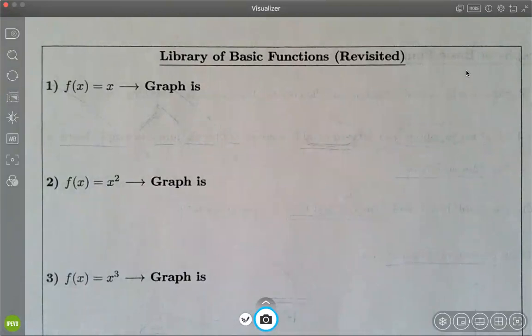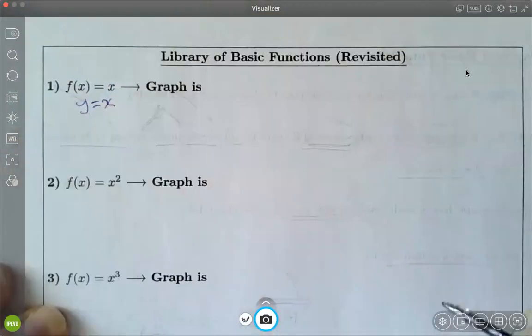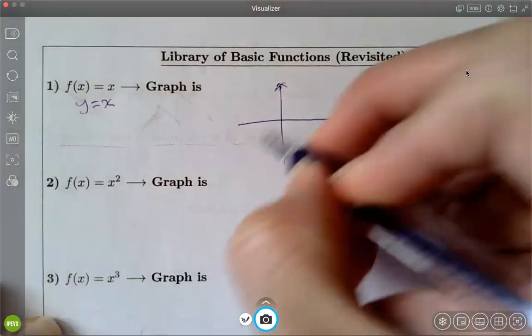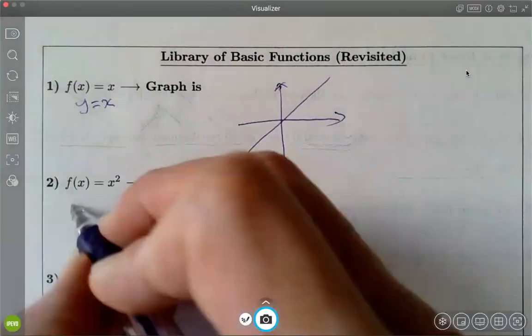Most of these graphs will be something that we have seen already. The first one, f of x equals x. Remember, that's the same thing as y equals x, right? If you remember from yesterday's class, that is the line, and it passes the origin, and since the slope is positive, which is 1, it is an increasing line, right? Remember that?